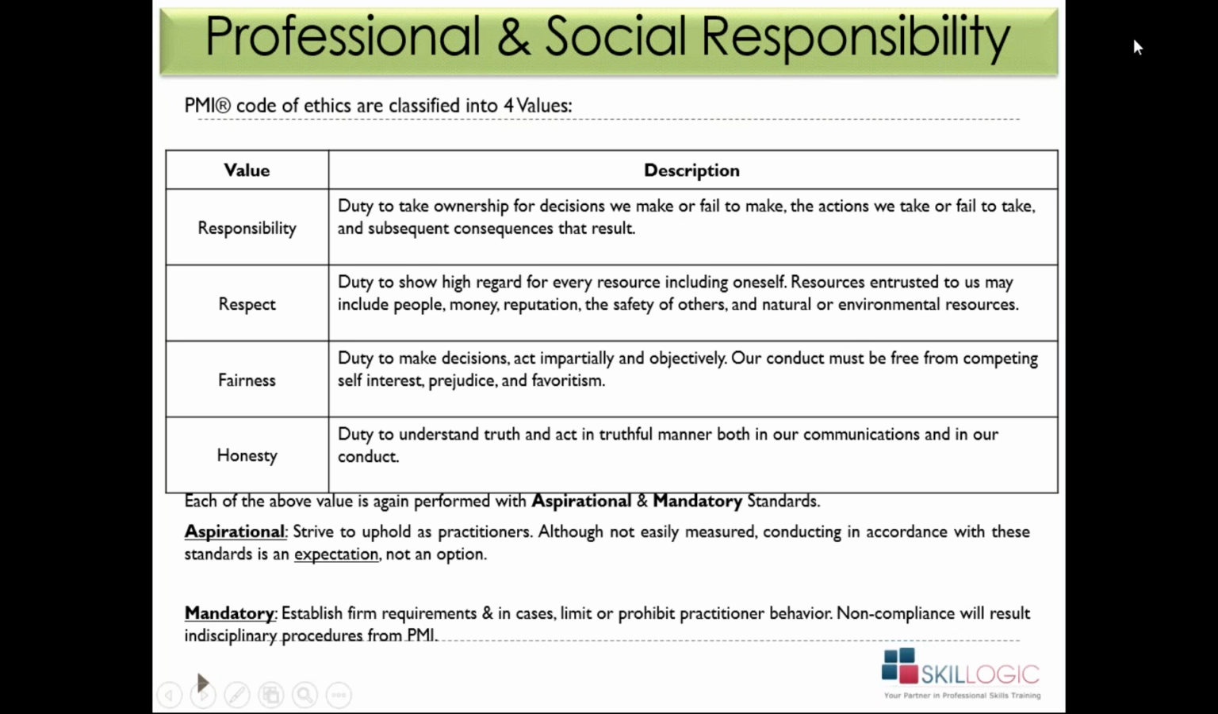Then we need to be fair towards the people, right? Fairness is in the decisions that we make. Whatever we do, we cannot be biased. For example, if there is a conflict between two team members of ours, we cannot be biased towards one person. We need to be very fair, and our conduct must be free from competing self-interest, prejudice, and favoritism. We should not favor an SME or anybody. Honesty: we need to be completely honest in our approach as well. It is our duty to understand the truth and act in a truthful manner, both in our communication and in our conduct. So these are the four values which we have from the PMI perspective.